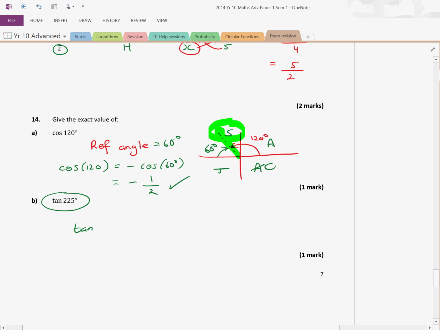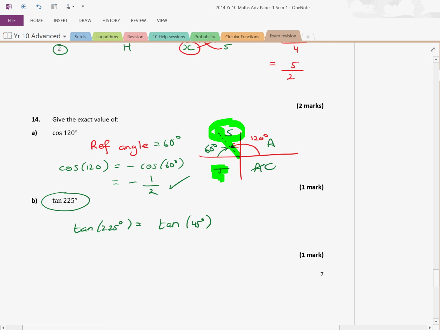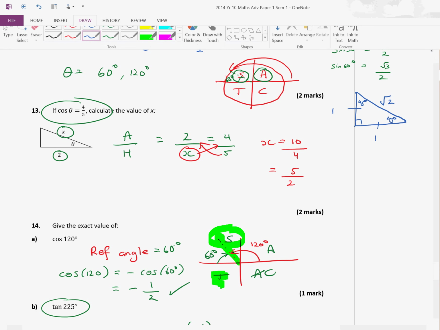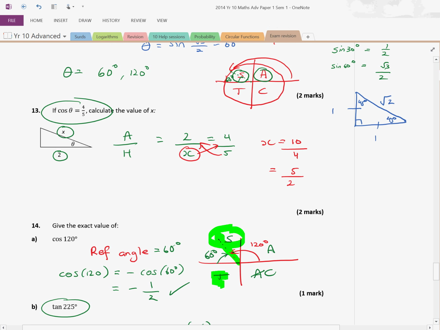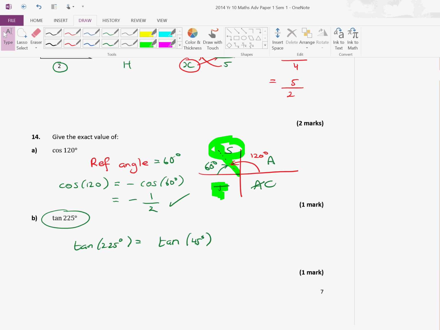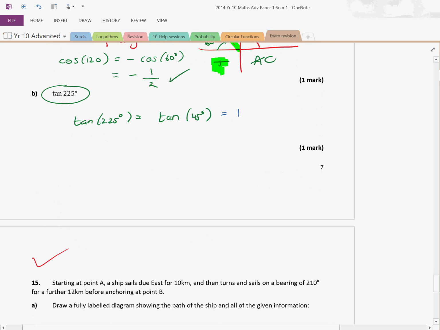Tan of 225, well, what's the reference angle there? The reference angle is equal to 45 degrees, so tan of 45 degrees, and the reason why it's positive is because tan is positive in the third quadrant with a reference angle of 45. Now, tan of 45, I've drawn my triangle before. Tan of 45 is equal to opposite over adjacent, 1 over 1, that's 1. That's the sort of stuff you'd expect in your exam.